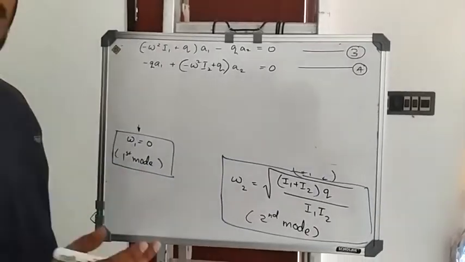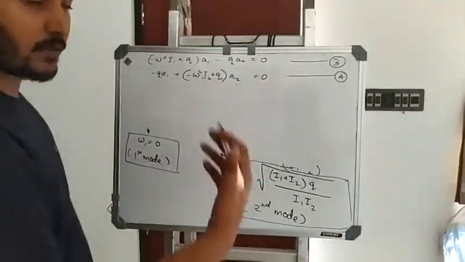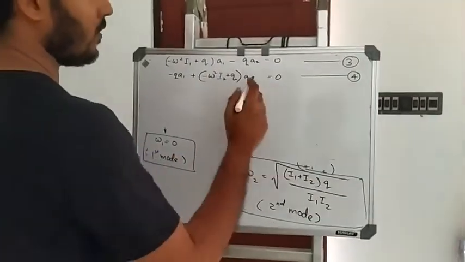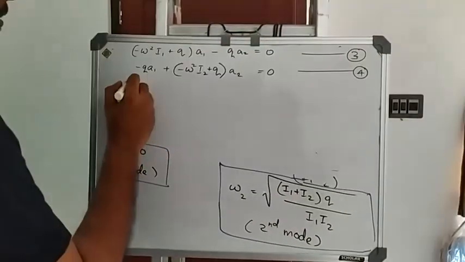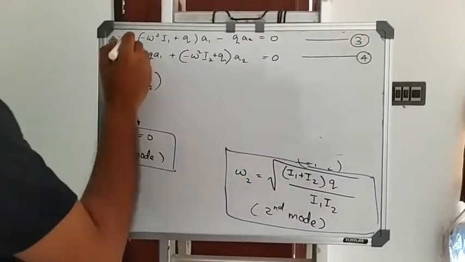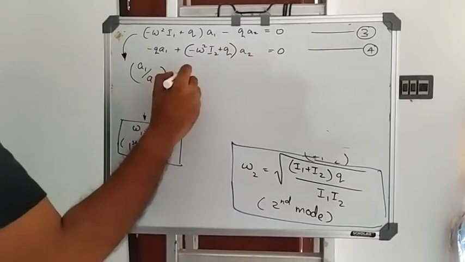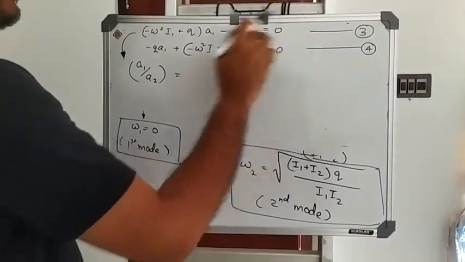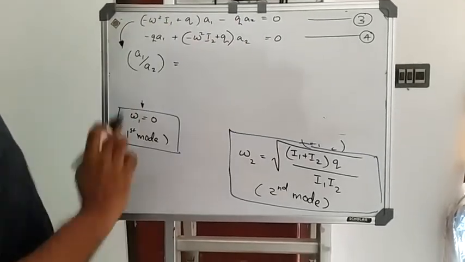Now we previously had equation number 3 as this one. While we were deriving, while we were solving, we had an equation number 3 in terms of A1 and A2, and we had an equation number 4 in terms of A1 and A2. Now if you consider the ratio of A1 by A2 from equation 3, see, if you bring the term A2 here, A1 by A2 will be q divided by minus omega square I1 plus q.